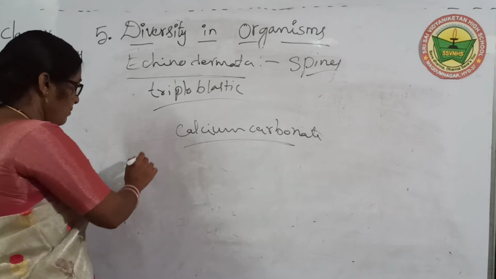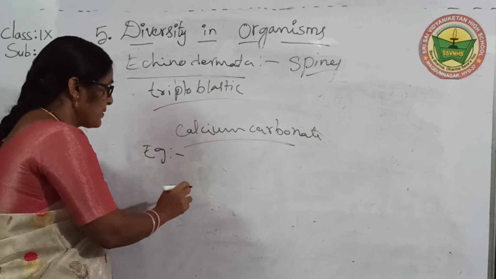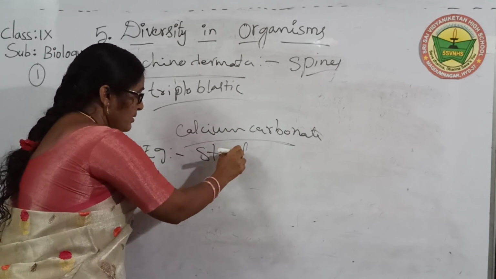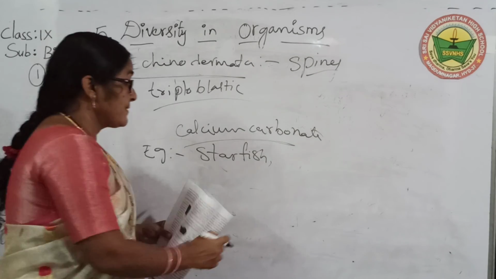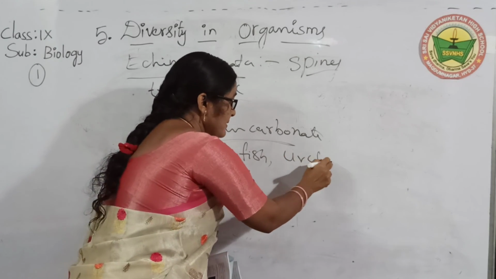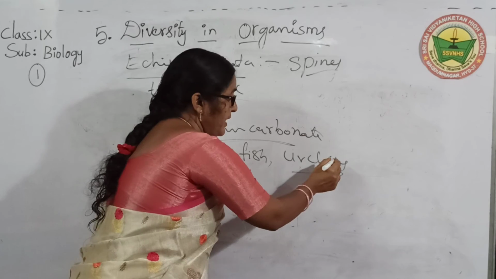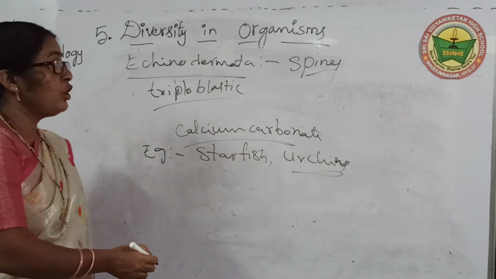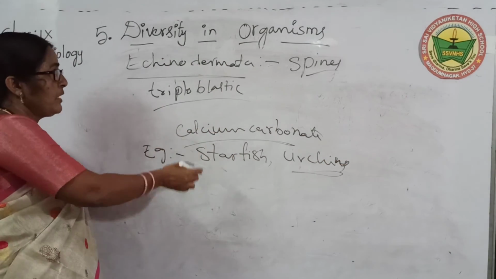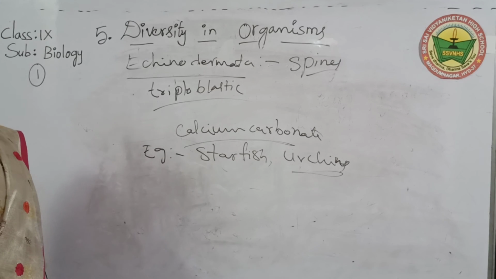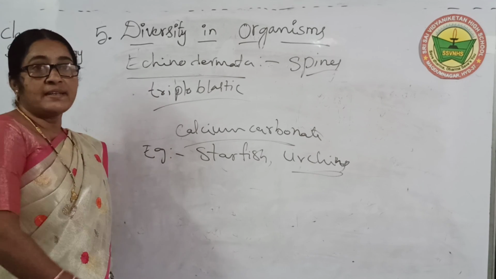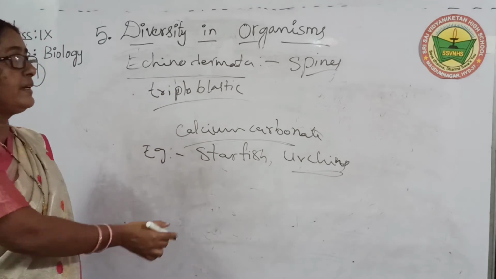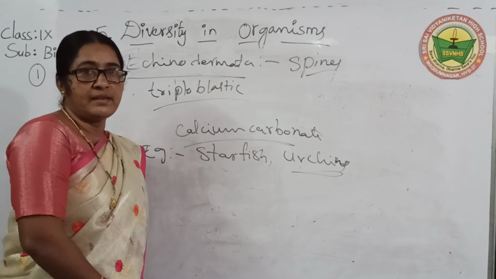What are the examples? Examples are starfish, and one more, sea urchins. It is one of the different organisms. So these are located in Echinodermata. Okay, children, these are the major groups. Children should practice the examples and group names. Okay, children. Thank you.